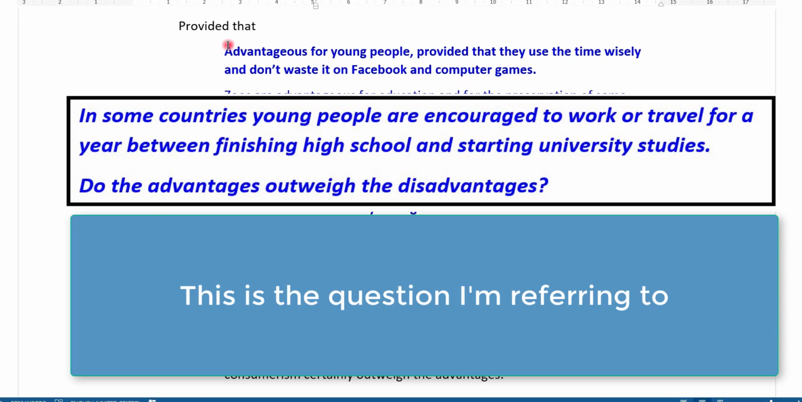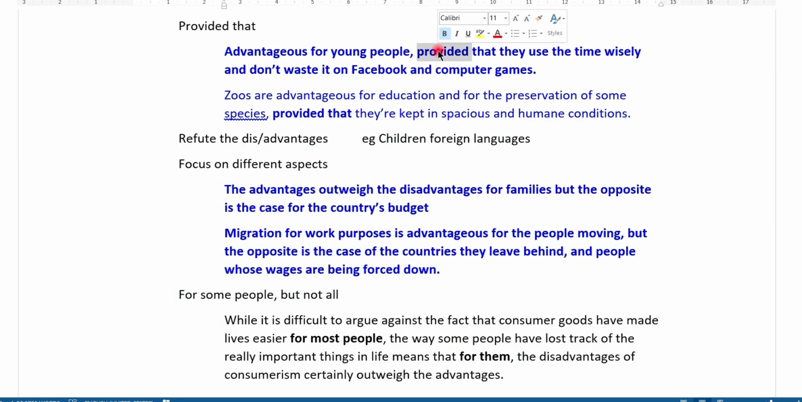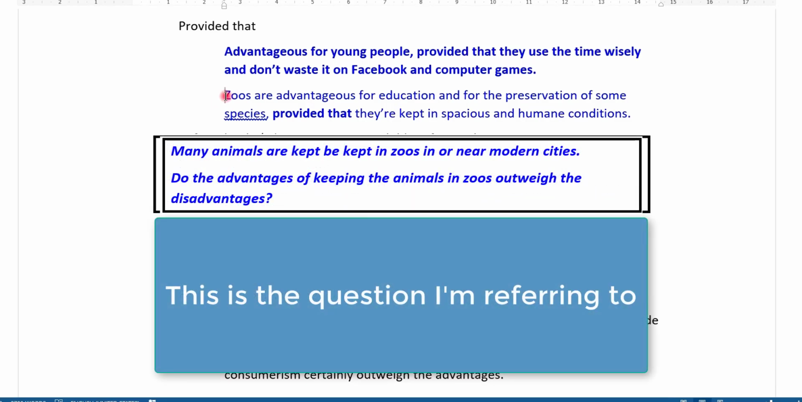In other words, I would say that you can get some real benefit from using computers, but of course the disadvantages are that they're going to spend their time using Facebook and computer games. And so this fantastic phrase here, provided that, is a great way of answering the question. So the other one that I referred to earlier to you was about zoos. So they may be advantageous for education and children and maybe conservation of some species. But of course the disadvantages of zoos is that animals may be kept in terrible conditions. So I use the phrase provided that.